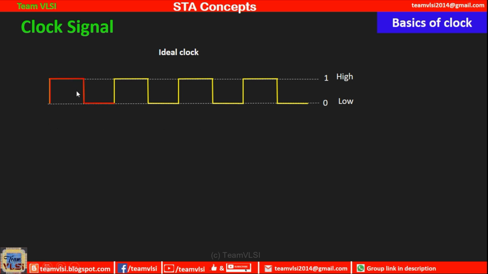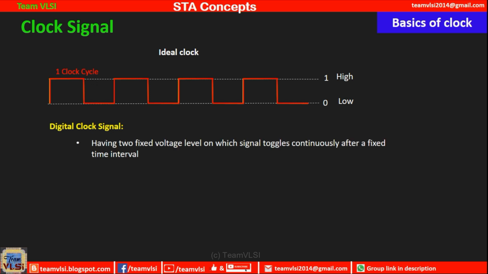Clock signal can be generated by repetition of a part of signal, which is basically called your one clock cycle. So entire clock signal can be generated by repetition of this signal, looks like this. If we repeat this, we can generate entire clock signal. So digital clock signals have two fixed voltage levels on which signal toggles continuously after a fixed time interval.